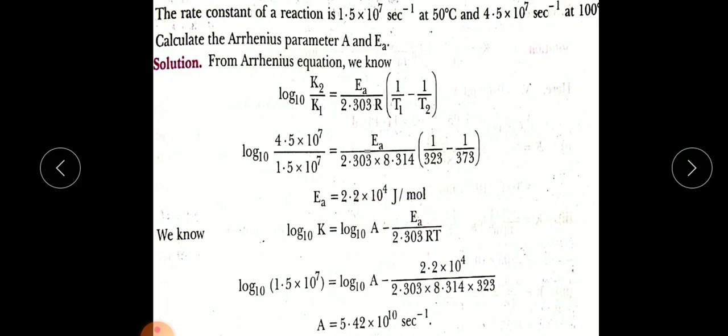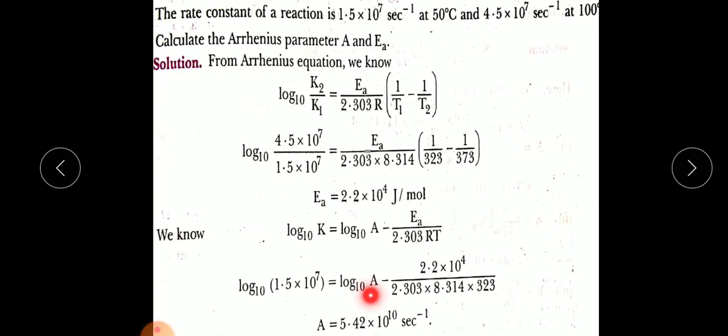Okay, fine. Now we'll use another equation to find the Arrhenius factor A: log K equals log A minus EA by 2.303 RT. This equation also we have seen while deriving the final expression. Now for log K, you can take any value, either K1 or K2. We have taken K1, 1.5 × 10^7, so log A as it is. We have just found the value of EA, 2.2 × 10^4, 2.303 remains as it is, R is 8.314, and T we have taken the initial T1, 323.